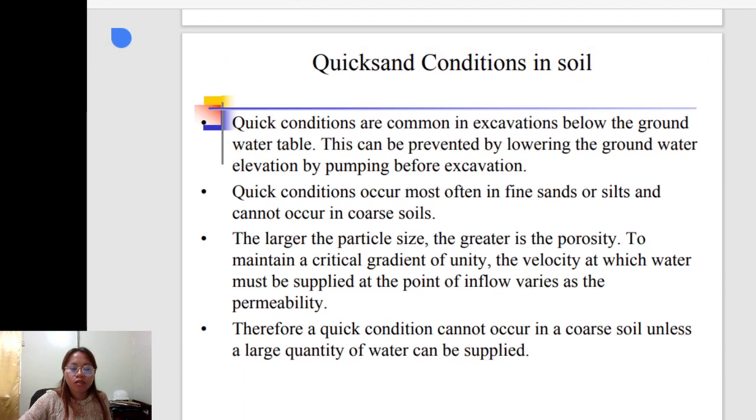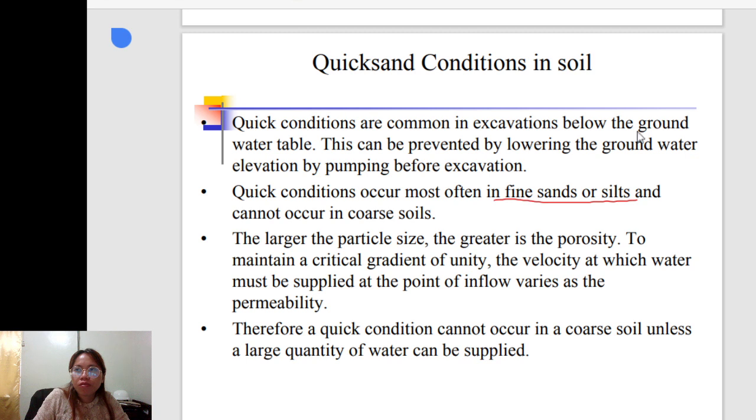Another continuation for quicksand conditions. Quicksand conditions are common in excavations below the groundwater table. This can be prevented by lowering the groundwater elevation by pumping before excavation. Quick conditions occur most often in fine sands or silts and cannot occur in coarse soil.